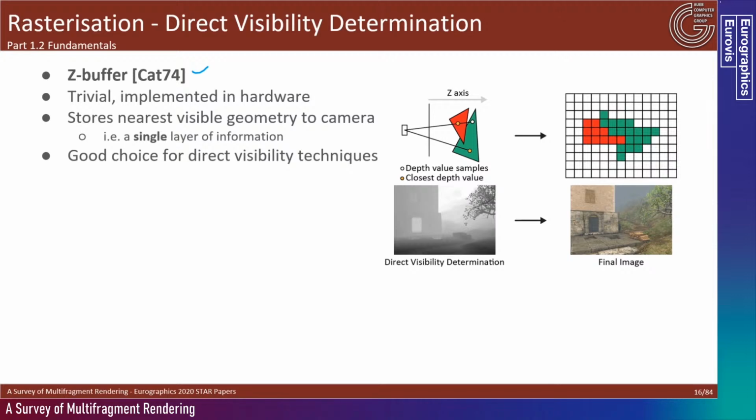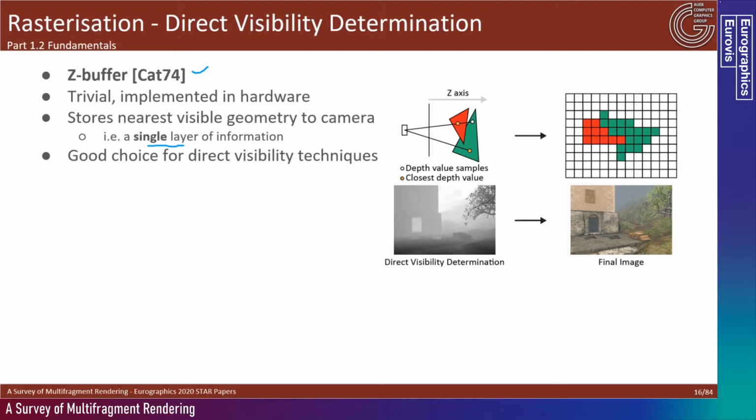And after processing all fragments, the Z-buffer actually stores the nearest visible fragment with respect to the camera location. In other words, and what is important for us is that it stores a single layer of information. Therefore, it has been widely used and is an excellent choice for a vast number of real-time techniques that require access to direct visibility information.